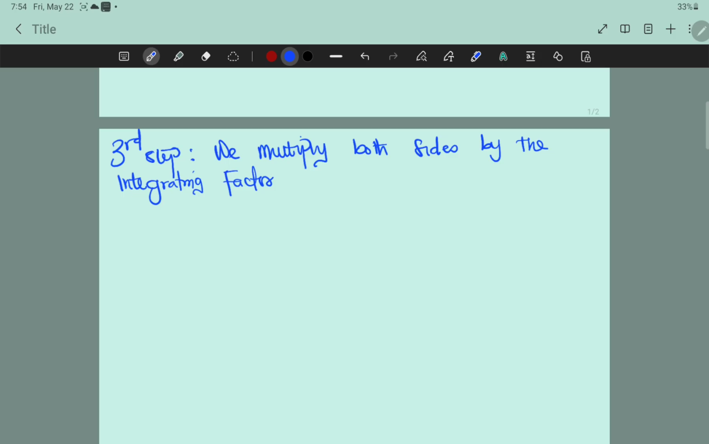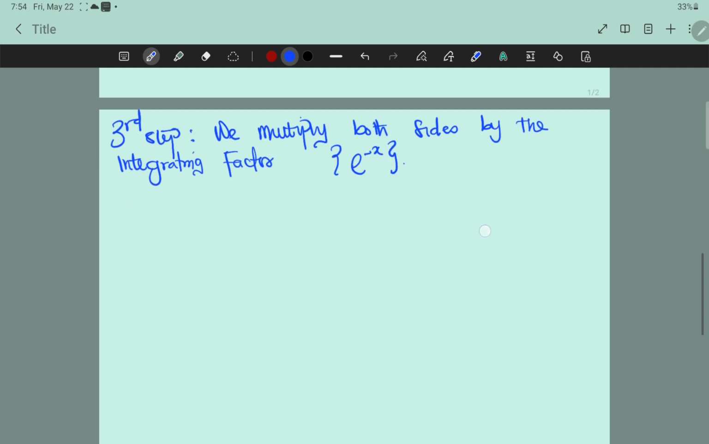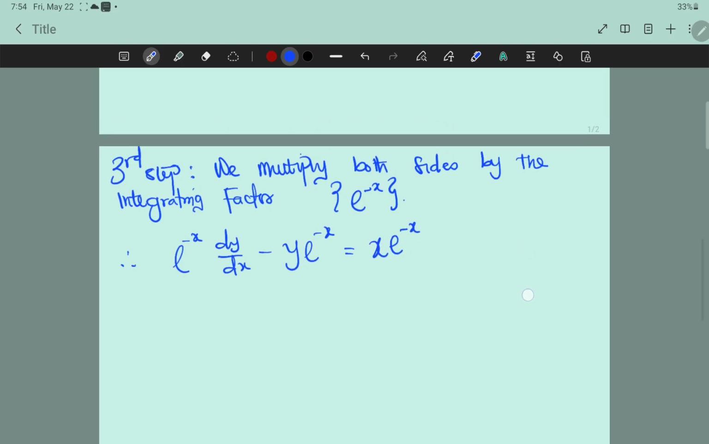We multiply both sides by the integrating factor. And what is the integrating factor in this case? The integrating factor is e to the power of minus x. So when you multiply both sides by the integrating factor, we're going to have e to the power of minus x, dy/dx, minus y e to the power of minus x is equal to x e to the power of minus x.